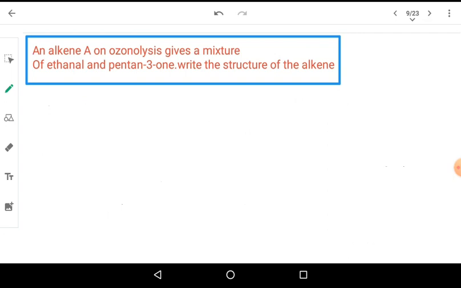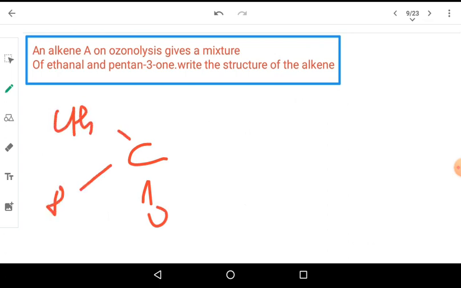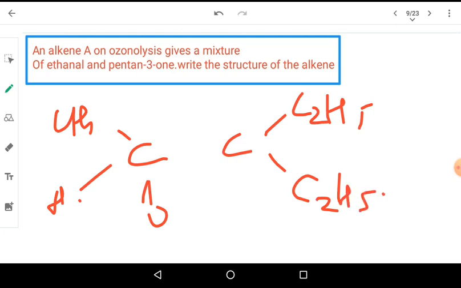So this is a question from NCERT. An alkene A on ozonolysis will give us a mixture of ethanal, so let us make the structure of ethanal here, CH3 and H, and pentan-3-one, so it is C2H5, C2H5 and C double bond O. So this is the structure of the two compounds that is given in the question. We have to find what is the structure of the alkene.